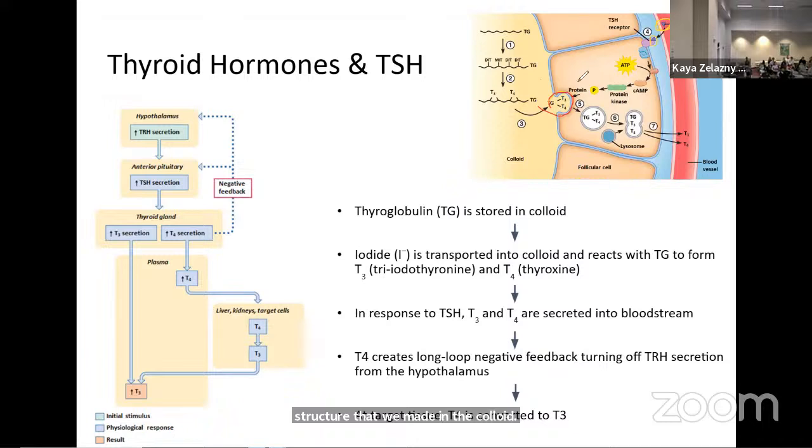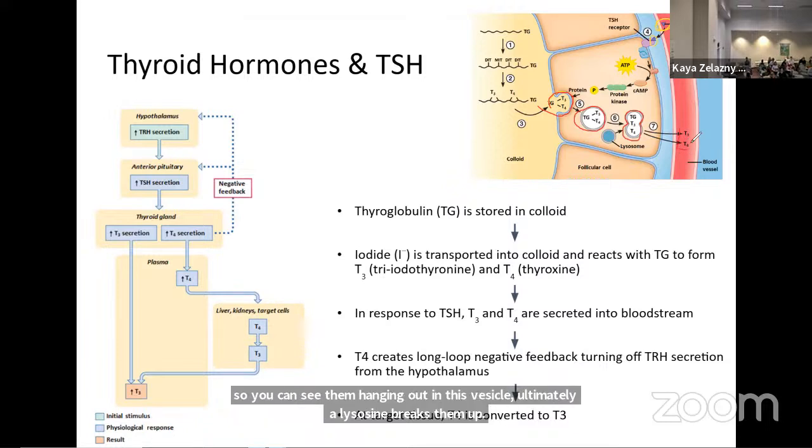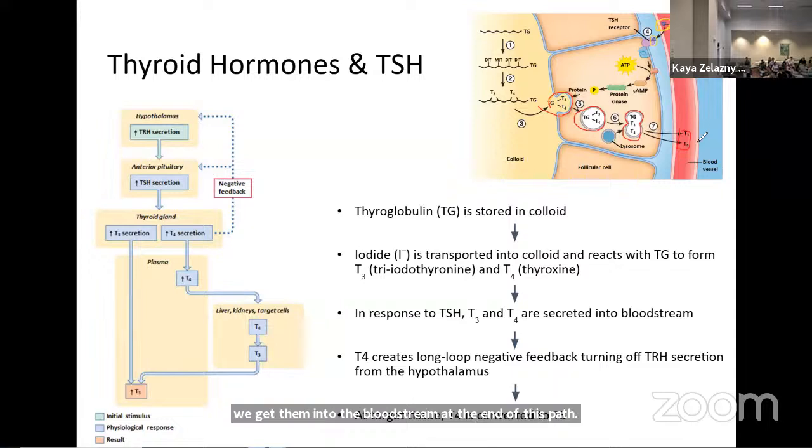Okay. So here we can see that we broke up our T3 and T4, and so you can see them hanging out in the vesicle. Ultimately, a lysozyme breaks them up, and we get them into the bloodstream at the end of this pathway. We're waiting for our TSH to come down the bloodstream. When we get it, we break up that T3 and T4 that we started making in the colloid using some of our iodine that we're eating, and put it into the bloodstream.